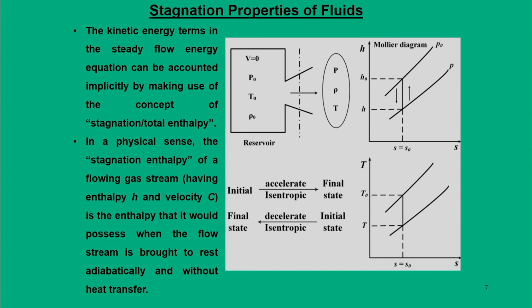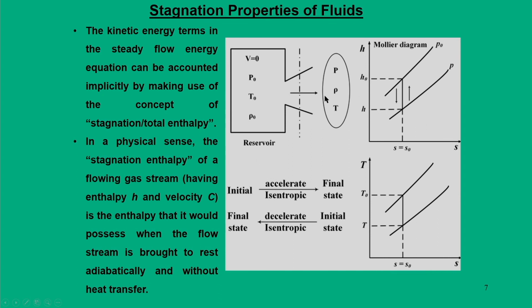How? So, let us explain that. The kinetic energy in terms of the steady flow energy equation can be accounted for implicitly by making use of the concept of stagnation or total enthalpy. So, in a physical sense, the stagnation enthalpy of a flowing stream is the enthalpy that it possesses when the flow is brought to rest adiabatically, without heat transfer.